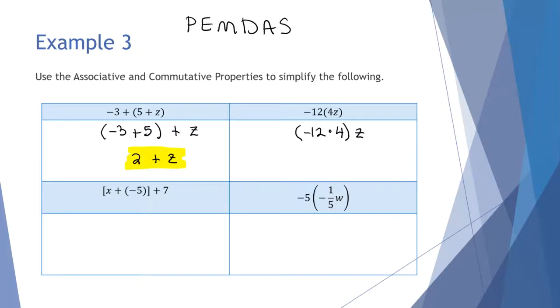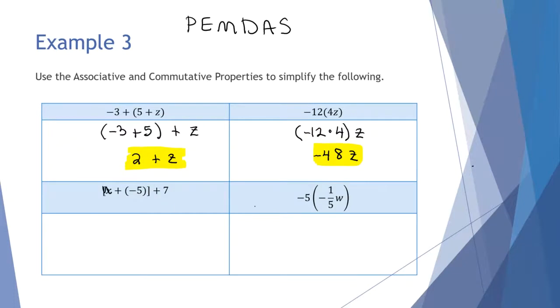Now I can actually multiply these. So -12 times 4 is -48. So that gives me -48z. And then I can't really do anything else because it doesn't really make sense to multiply a number by a letter. So that's as far as I can go. So that is considered simplified. So both of these I use the associative property.